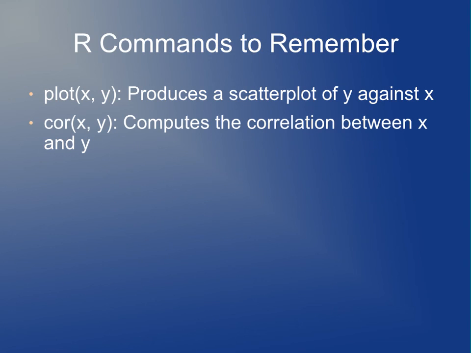R commands to remember: if you say plot x comma y, that'll plot a scatter plot of y against x. If you say cor of x comma y, that'll compute the correlation between x and y.